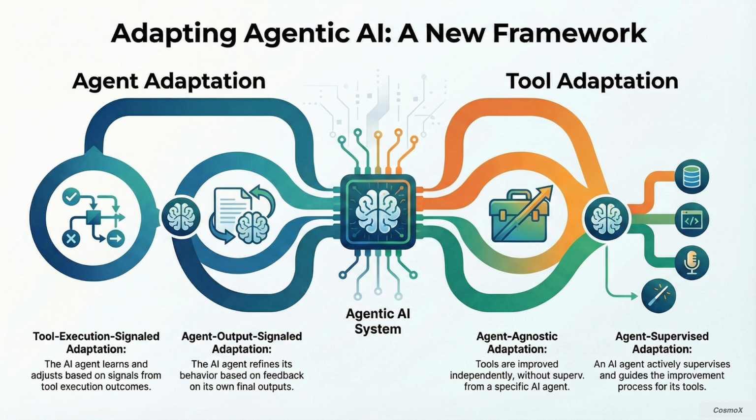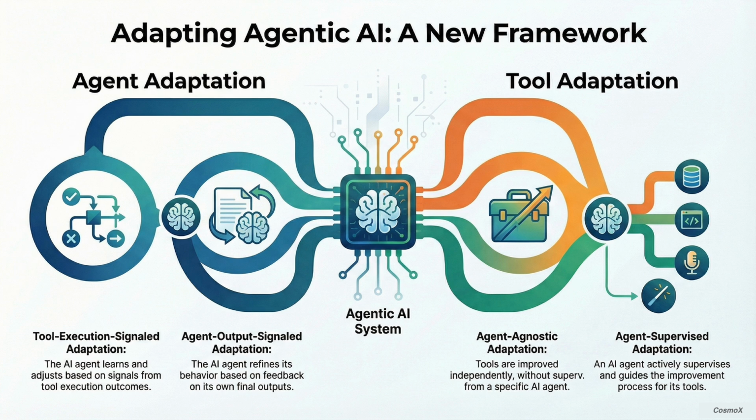And there are two main forms of that signal. The first one is tool execution signaled adaptation. Think of this as really fast, low-level feedback. A tool returns an error code, or maybe the environment says, yep, that worked. It's immediate. And the second one? That's agent output signaled adaptation. This is much broader, higher-level feedback. This is a person rating the final output as poor quality or something like that.